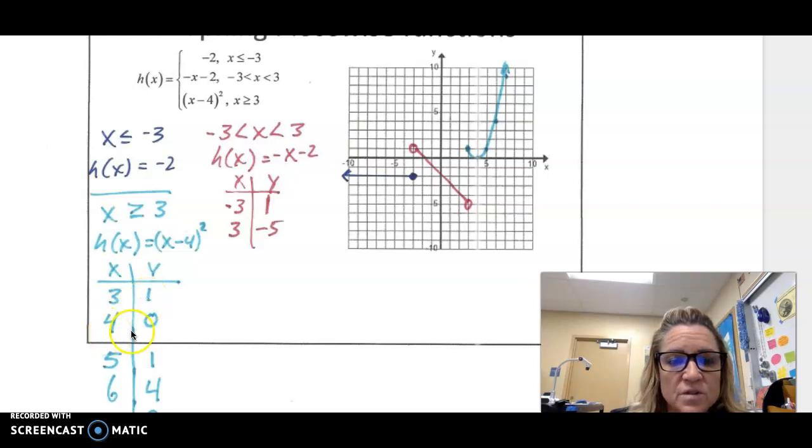4 minus 4 is 0. 0 squared is 0. Plug in a 5. 5 minus 4 is 1. 1 squared is 1. Plug in 6. 6 minus 4 is 2. 2 squared is 4. So if we start graphing that, we have a point at (3, 1), a point at (4, 0), a point at (5, 1), a point at (6, 4). All right, that looks like it's going to be a parabola, but we only want that part of it. Okay.